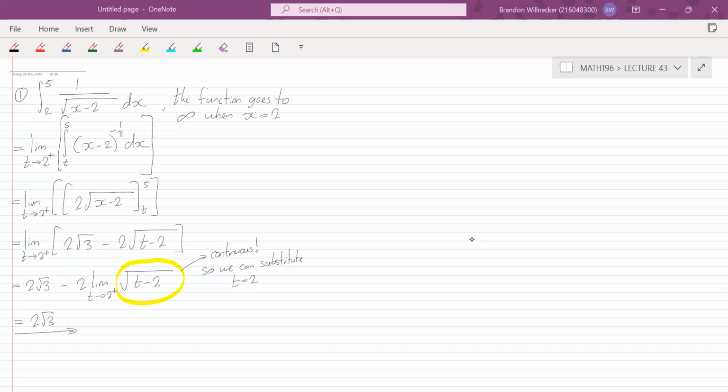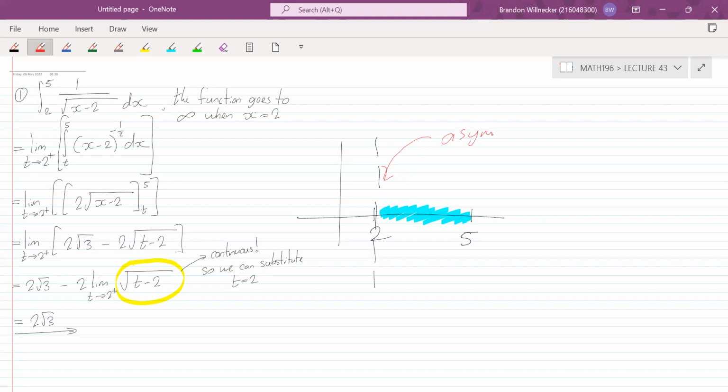Oh, because we can just draw a picture of that. So we're going from 2 to 5, and the asymptote is at 2. So we're working on this side from 2 to 5, and then the asymptote is at 2. So it's on the left-hand side of our domain here.